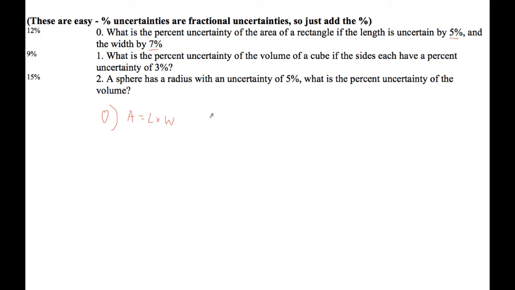So 5% plus 7% would mean that whatever the answer is, we don't have the length or the width, but whatever the answer is going to be will have an uncertainty of 12%.